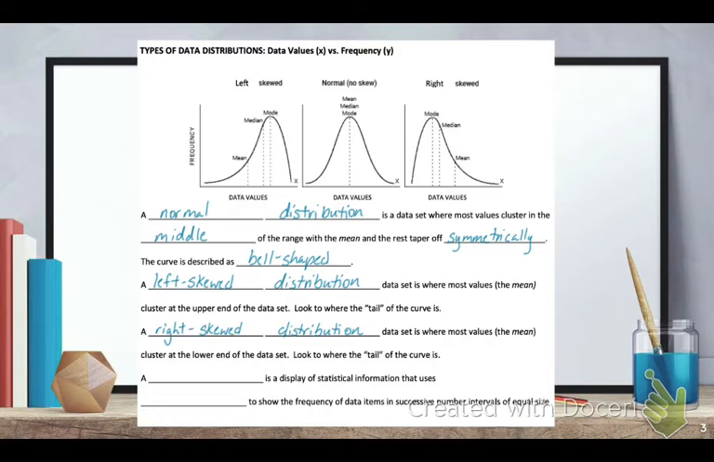There's another type of data display that I'm going to show you on our next screen, which is called a histogram. You've probably seen these before. It's a display of statistical information that uses rectangles to show the frequency of data items or values in a successive number of intervals.